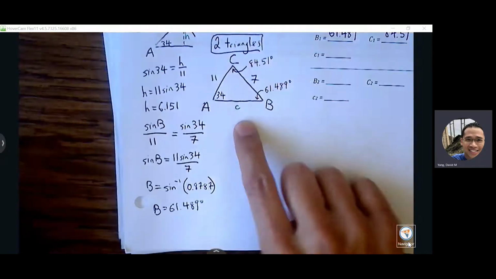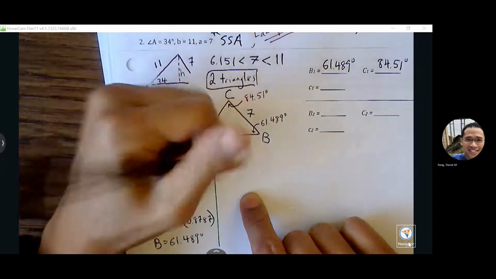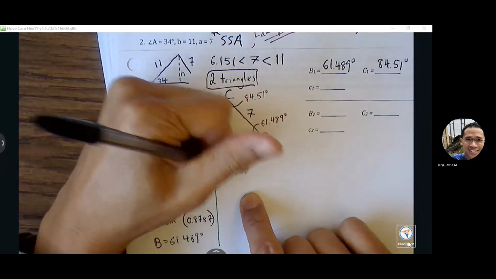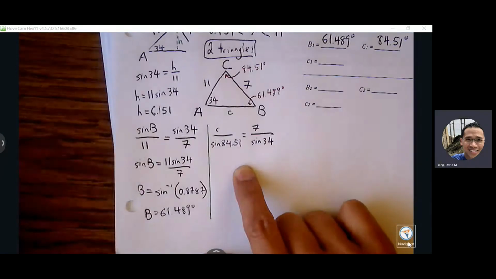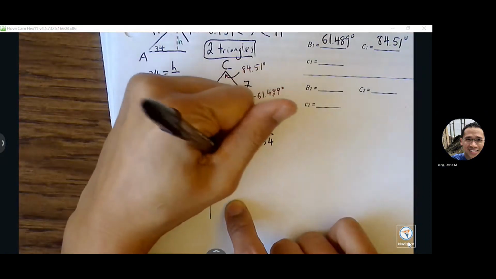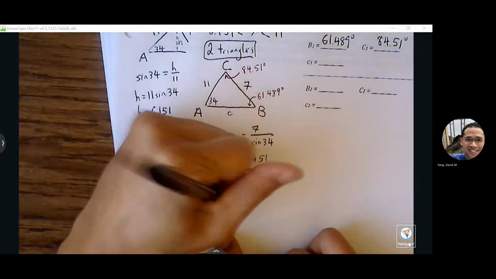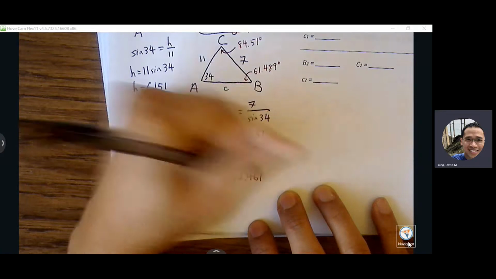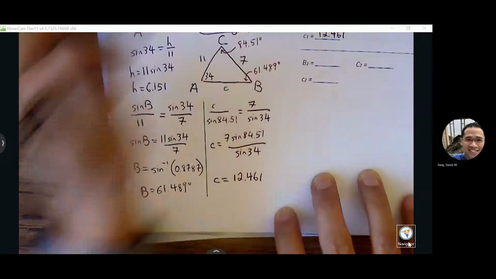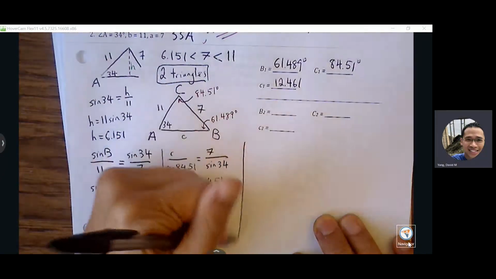Okay, one last missing piece, that's side C. Side C, I can go through law of sines again. Cross multiply, solve for C. 12.461. Okay, how are we doing so far? Good. No questions? All right, so that's the first triangle.